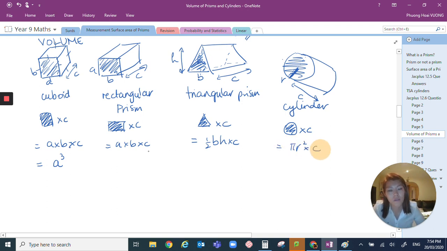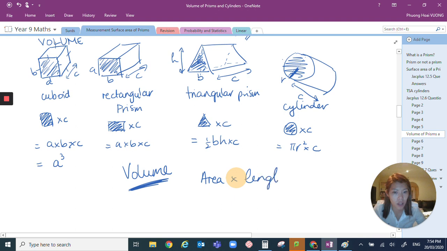So these are the formulas, but I suggest that you do not memorize the formula, but that you remember what volume means. So the volume is the space that it takes up inside. And I hope that you can remember all the prisms are simply the area times how long it is.